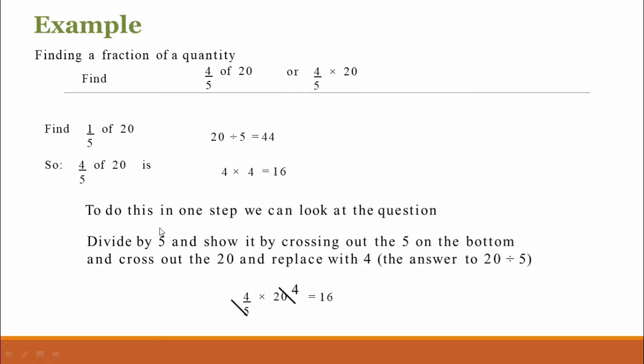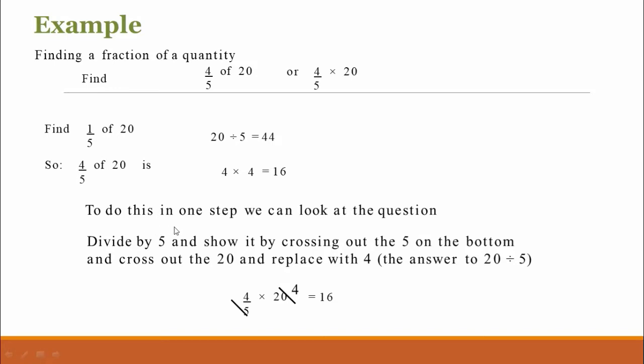To do this in one step, we can look at the question: divide by 5, and show it by crossing out the 5 on the bottom and crossing out the 20 and replacing it with 4. The answer to 20 by 5 is 4. So in this example, you see here 20 divided by 5 is equal to 4, and 4 multiplied by 4 is equal to 16.